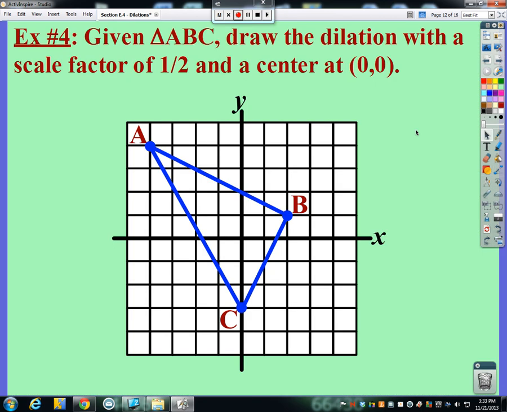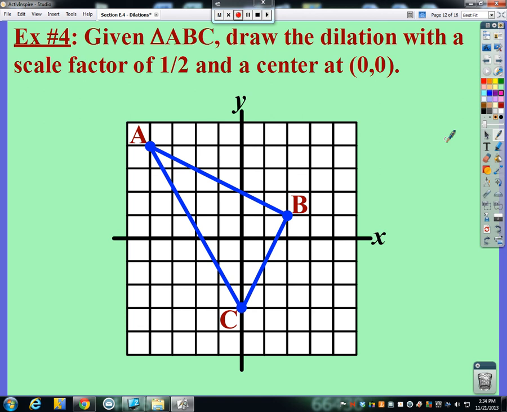Now let's look at some stuff with graphs, okay? So we just did all the point stuff. Now we're going to work on a couple graph examples. So it says, given triangle ABC, draw the dilation with a scale factor of 1/2 and a center at 0, 0. So technically our rules apply here.